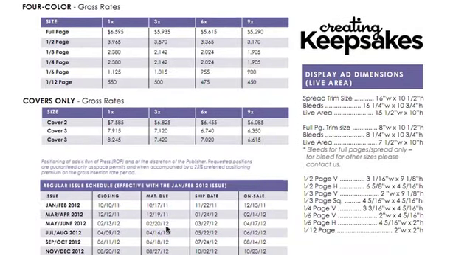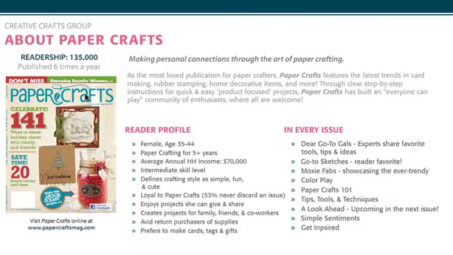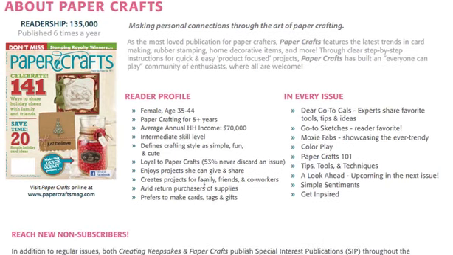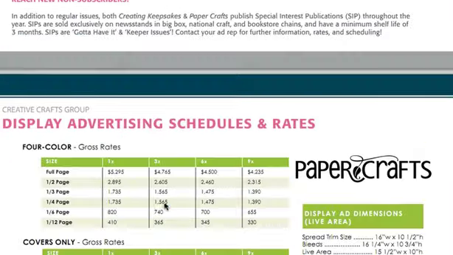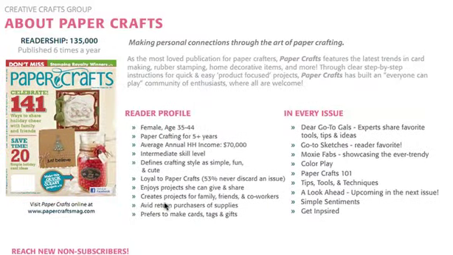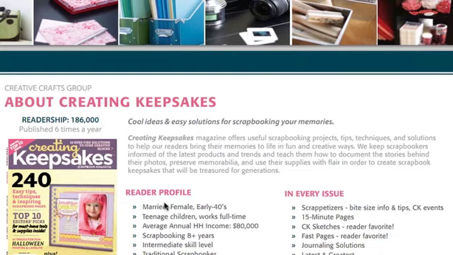And then it goes into display advertising. It also talks about their Paper Crafts magazine. So it's another one that they have, 135,000. A little bit different age group, or a little bit younger crowd. The household income's a little bit less. But it also gets into much of the same information here in Paper Crafts. What we're interested in mostly is the readership profile. So we have 2 profiles within this media kit, one for the Paper Crafts magazine and one for Creating Keepsakes.